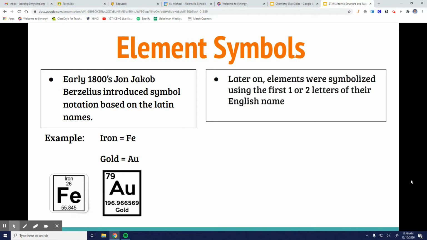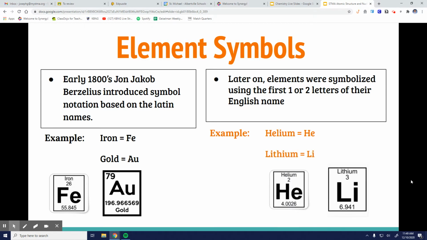Later on, they looked at using the first or second letter of the English name to symbolize the elements. So, for example, helium is He, lithium is Li. And this is the system. That's why some of them seem to be goofy or off, because some of them are based off the English name and some of them are named off the Latin name.